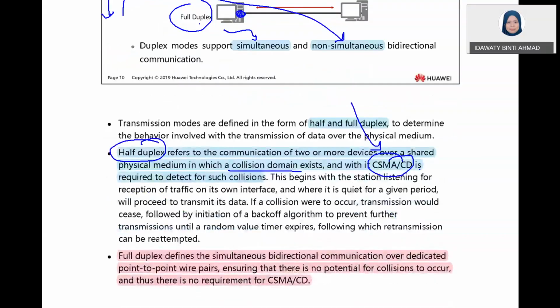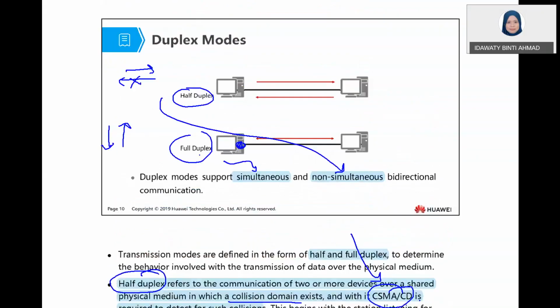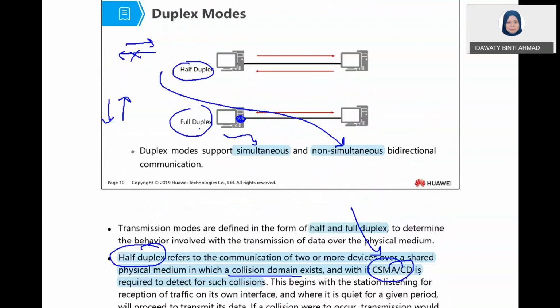So it is mentioned here that if it is full duplex, you can send and receive at the same time over a point-to-point wire path. There is no potential for collision to occur. Thus, there is no requirement for CSMA/CD. So that's what is mentioned here. I hope you remember that we already went through this part.